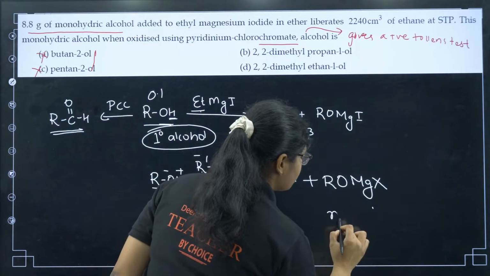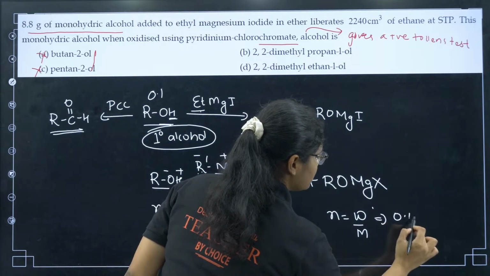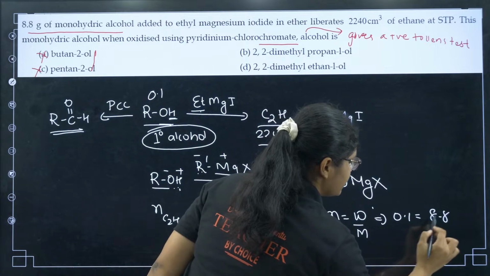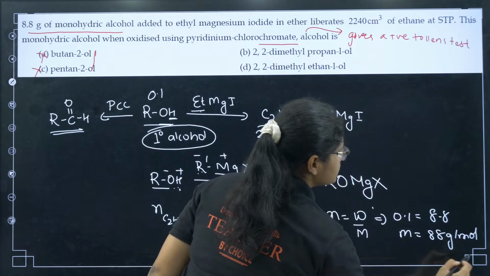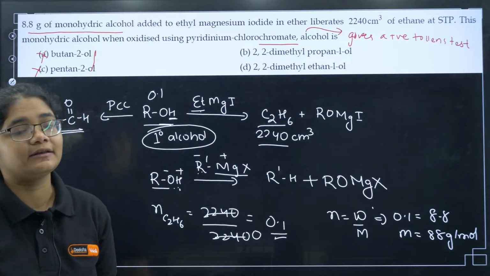Now we have number of moles equal to given mass by molar mass, and the number of moles is 0.1. What is the given mass in the question? 8.8, right? And what is the molar mass then? 88 grams per mole, right? So out of these two options, we have to check which option has a molar mass of 88 grams per mole.